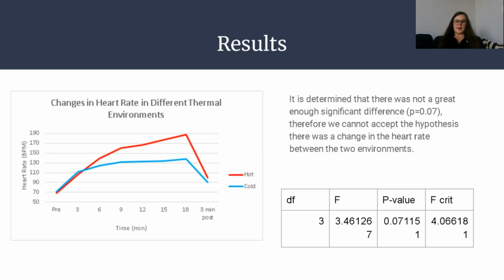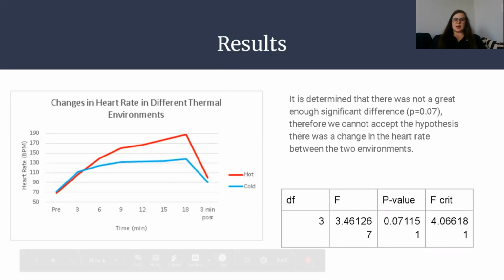So, as Tia mentioned before, we tested the physiological differences between the hot and cold temperatures. The results of our RM ANOVA are as follows. We just took each portion of it and broke it down a little bit. This first graph shows the changes in heart rate between the hot and cold environments.